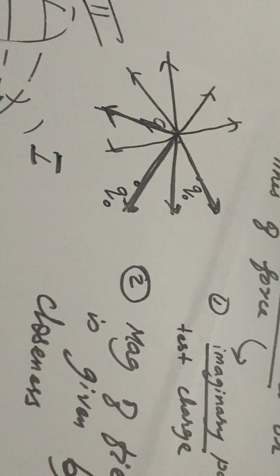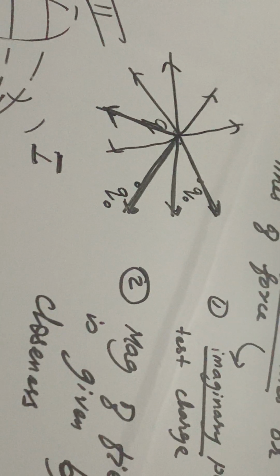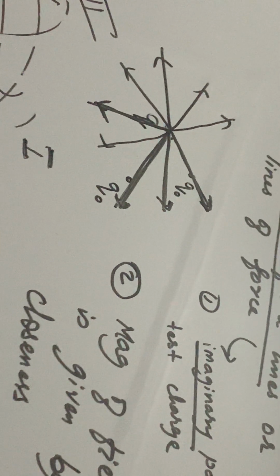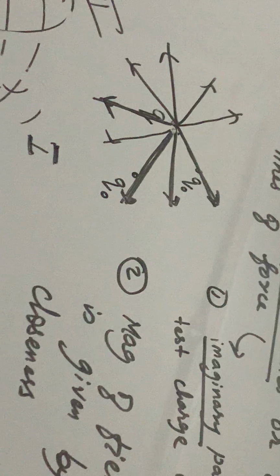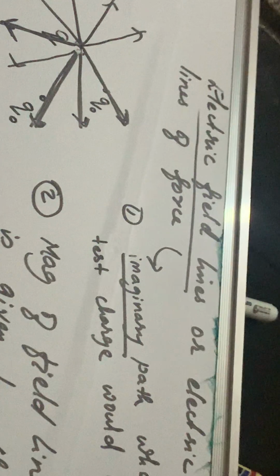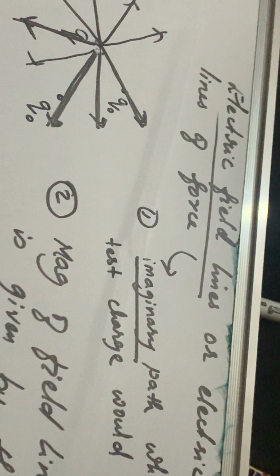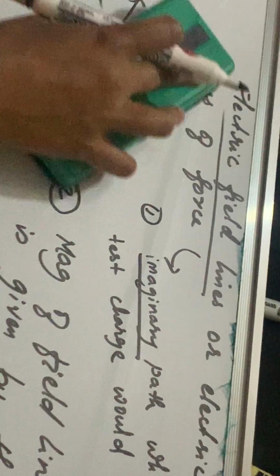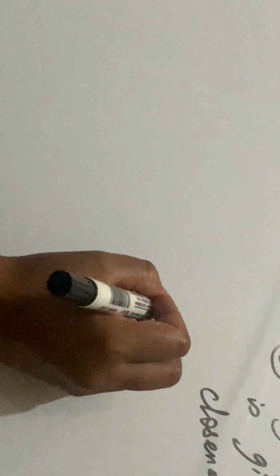Now, can we know exactly how much the value of the electric field is from the field lines? The answer is no, completely no. We cannot know. It is a matter of subjectivity. Now I will make it for point number 3. One by one we have to do it.